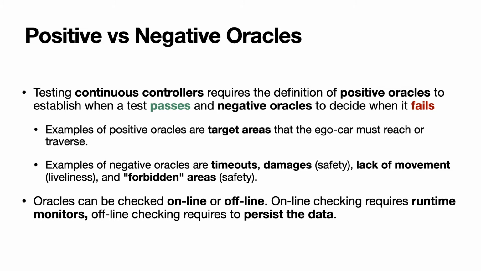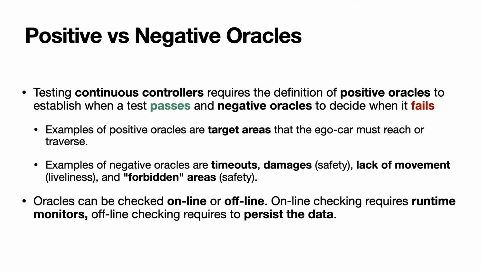And why does it matter? Because the test subject is a continuous controller. We cannot wait for the end of the test to decide that the test passed. So this is the usual xUnit pattern: if the test completes without triggering any assertion, then the test passes. But here there is no end because it's a continuous controller. So we need to make sure that we can identify also when the test passes.